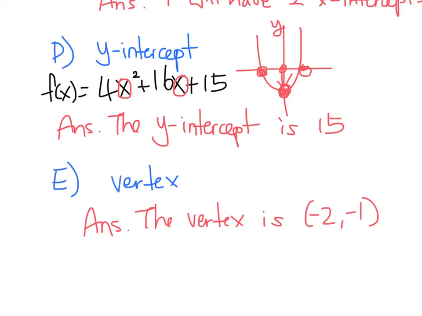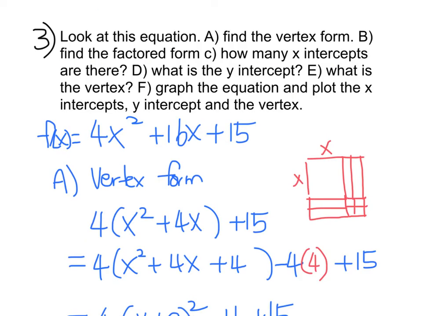All right. Now let's move on to F, the very last part of our question, yay. It says graph the equation and plot the x-intercepts. Please make sure you follow directions. It says graph, and then it says plot. Plot means you have to show me where it is: the x-intercepts, the y-intercept, and the vertex. All of this you already answered in parts C, D, and E. So by the time you get to part F, you should have the answer for everything.